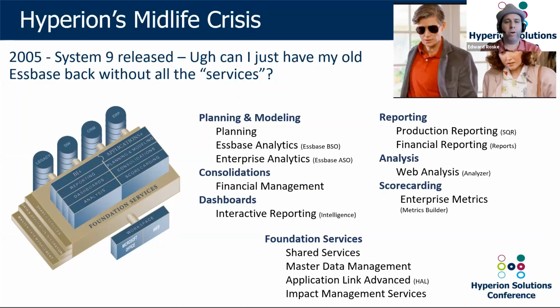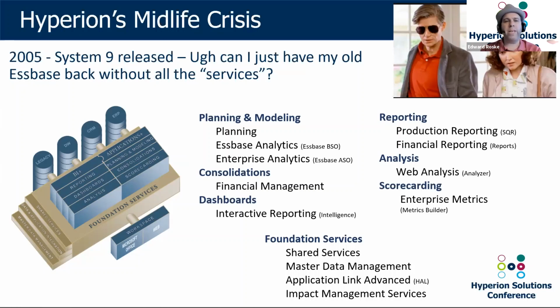There are some things I miss about System 9, and I do like how it's all about finance and innovation, and they made their standard picture look like a polluting factory, which is why I went and found a picture of it, because it still makes me happy to look at it. There are some things that I missed on there, like one of the things at the foundation was Hyperion Application Link Advanced. I miss web analysis as part of this. I do miss Hyperion Balanced Scorecard, otherwise known as Hyperion Metrics Builder, otherwise known as Hyperion Enterprise Metrics.